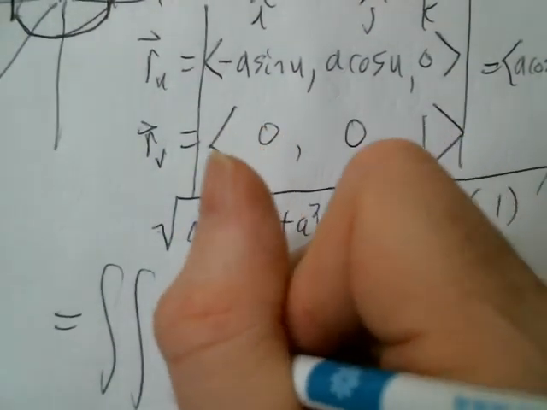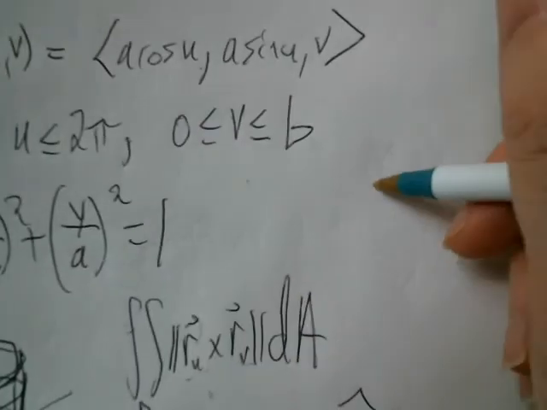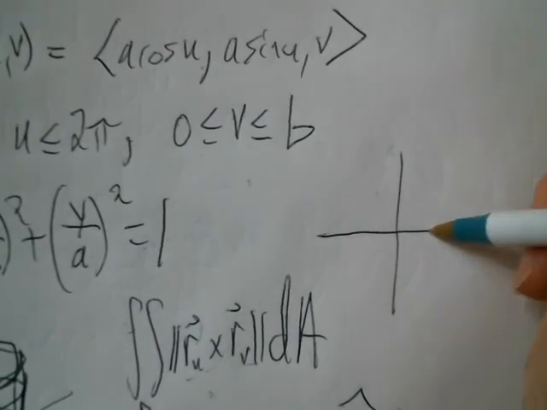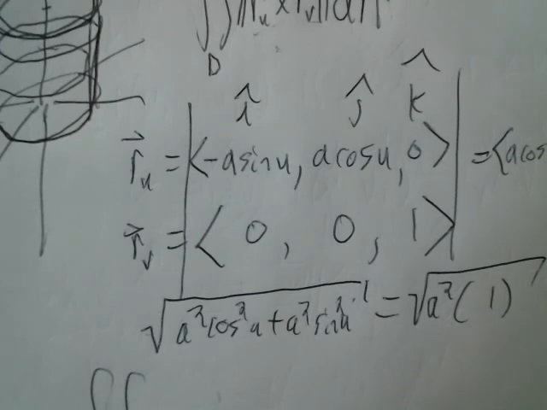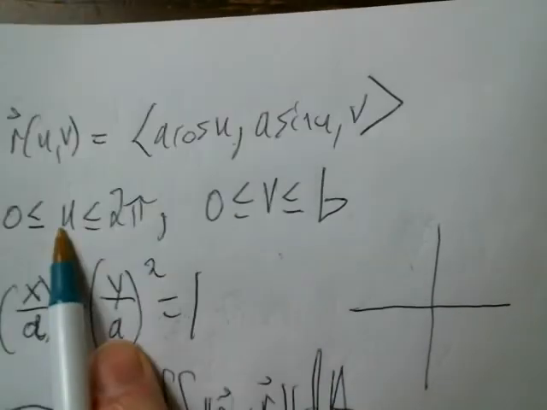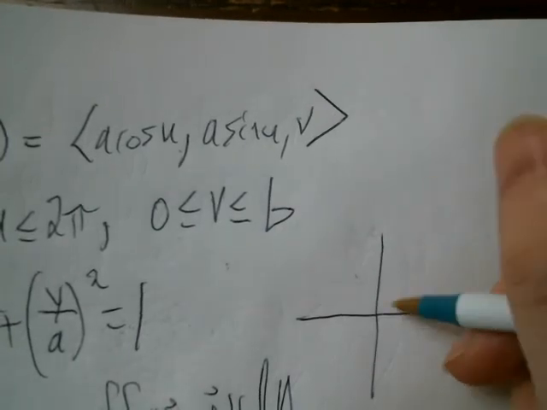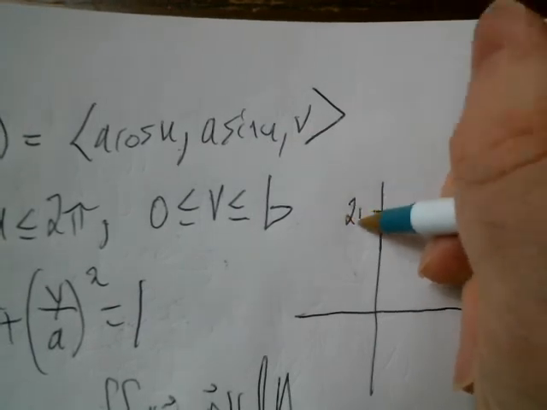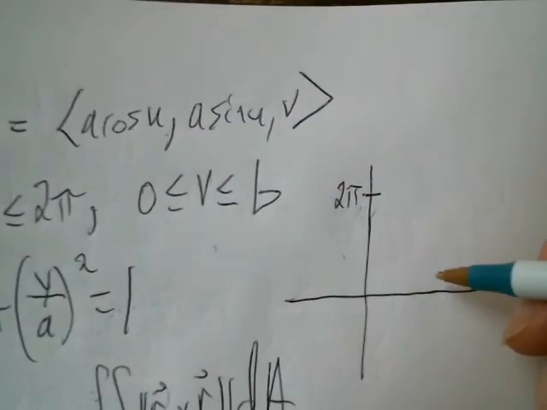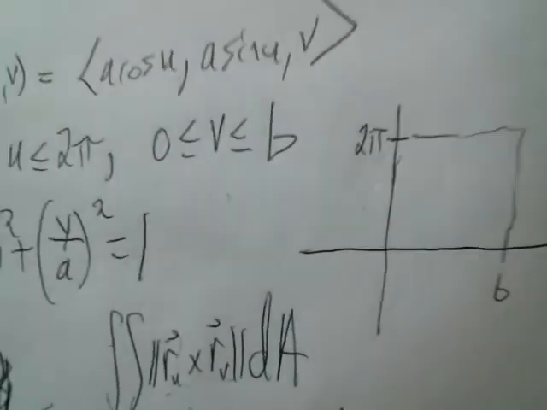So what is it? a. And then I'm integrating over this region D in the UV plane. So I'm not really integrating over the circle, you know. It's this region here. The u variable is going from 0 to 2 pi, so I'm going to put that on my y-axis. And then the v variable is going from 0 to b. So it's basically this square region I'm integrating over.